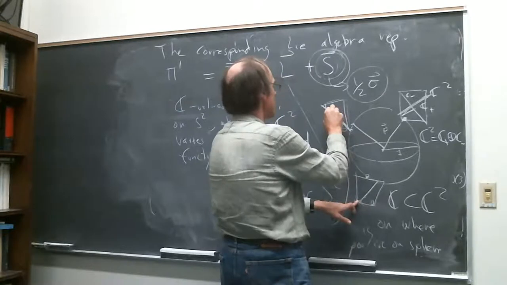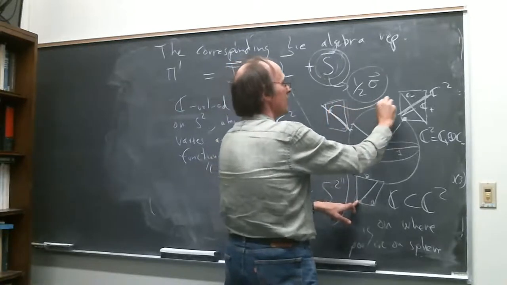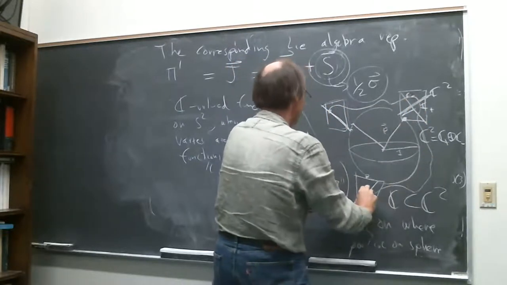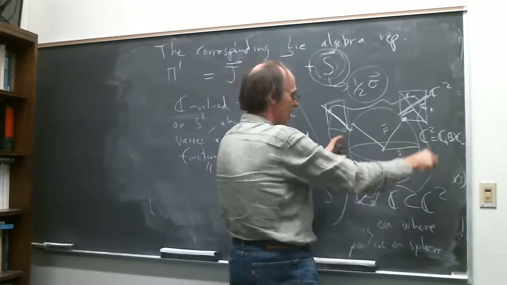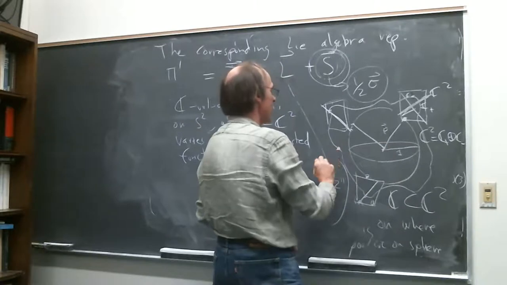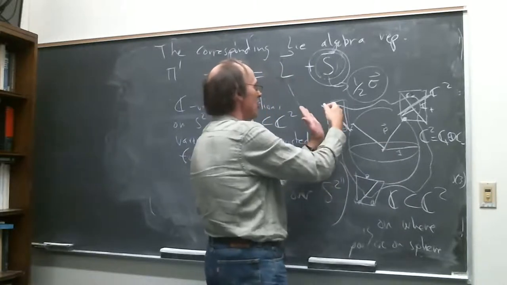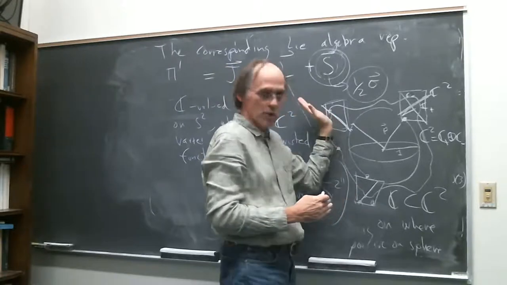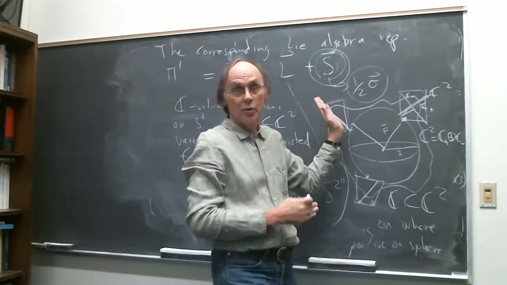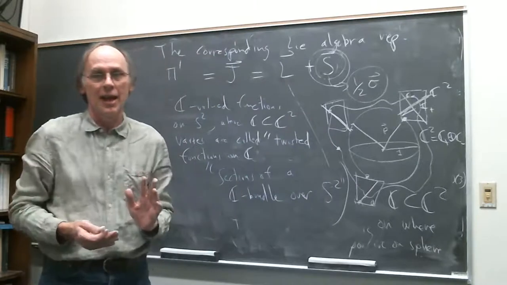So your function is going to take values, for every value in the sphere, you're going to get a value. But that value is always going to lie in a specified one-dimensional subspace. But that one-dimensional subspace is changing.